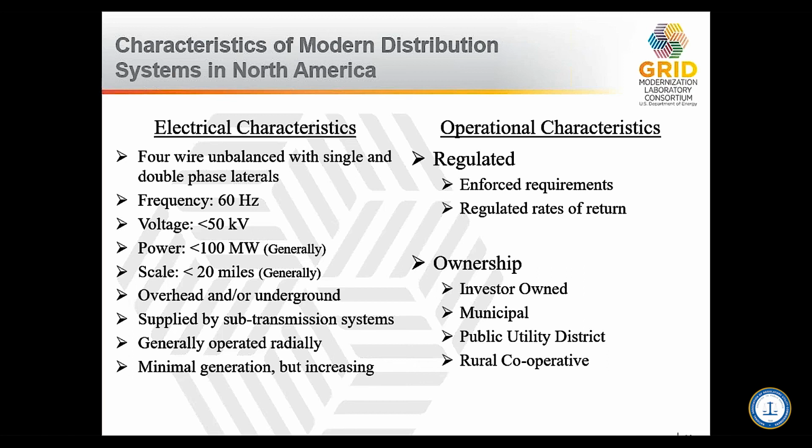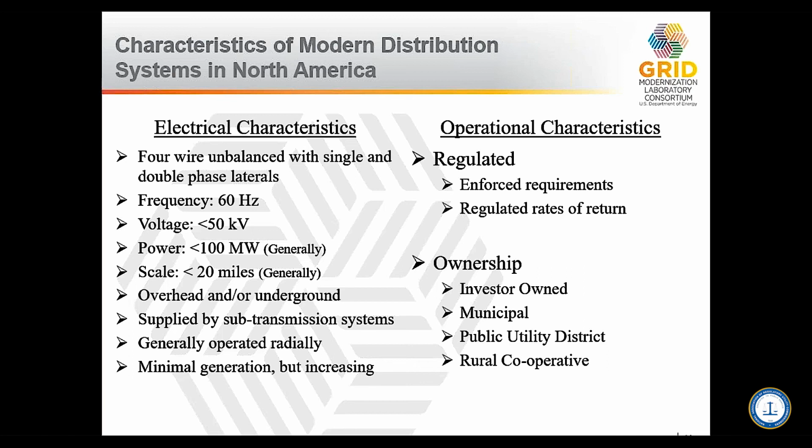These are typically 4-wire unbalanced systems. What I mean by 4 wires, we still have 3 power conductors, but we also have a grounded neutral. The reason for this is it allows us to have single and double phase laterals. The reason for this is we don't have, unlike Europe, 3-phase power going to our houses. We do have 3-wire power, but it's fundamentally different. We're tapping power off a single phase conductor, and that's what powers up your house.